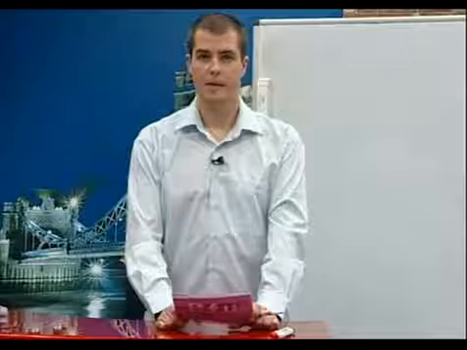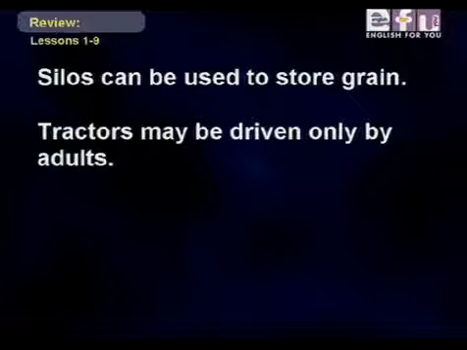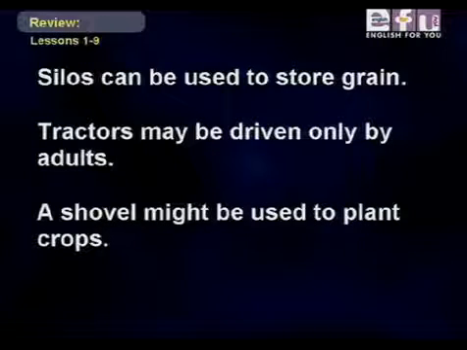Now, let's look at the passive with modals. Please take a look. Silos can be used to store grain. Tractors may be driven only by adults. A shovel might be used to plant crops.